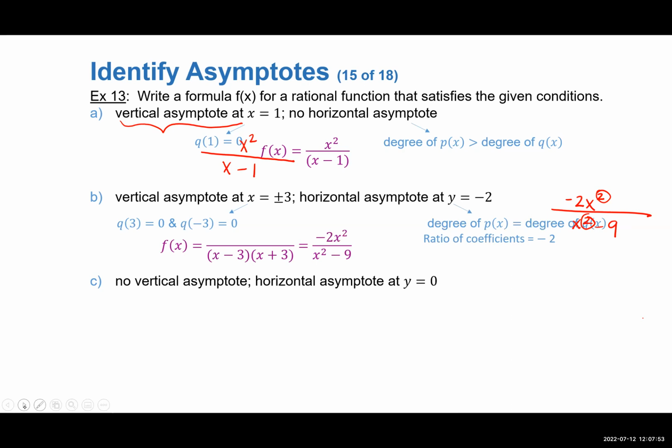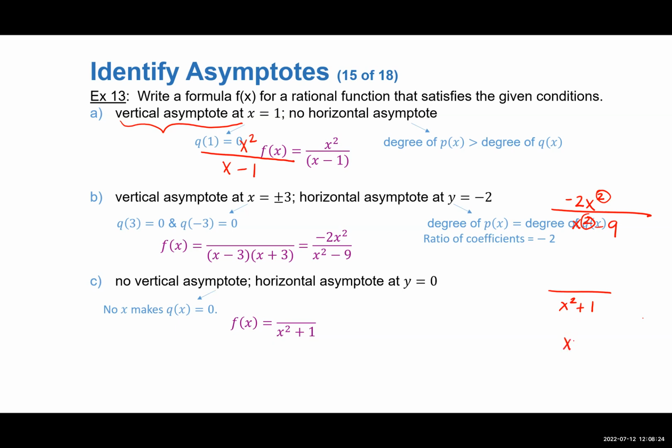Now we want something with no vertical asymptote and a horizontal asymptote at y equals 0. So remember, if it's bottom heavy, it'll be y equals 0. So as long as we have something that's bottom heavy. And for no vertical asymptote, as long as it's a function that, if you were to plug in any value, it's still going to be a positive value. It's not going to be 0, then that's fine.